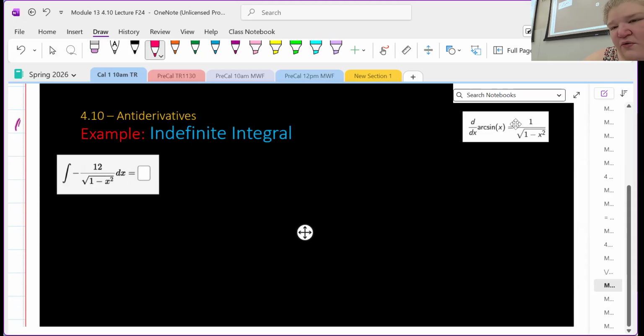So my 1 over the square root of 1 minus x squared, that is the derivative of the arc sine of x. So that means the antiderivative of 1 over the square root of 1 minus x squared dx would be arc sine of x, and then, of course, with the plus c.